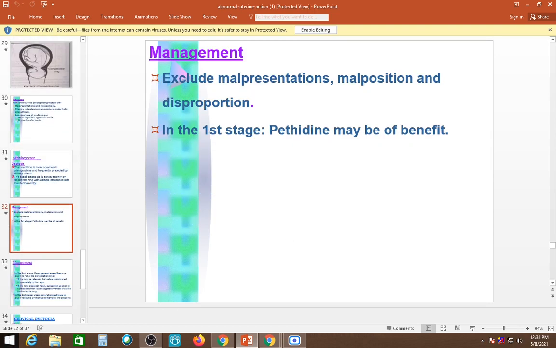Management. In management, we exclude malpresentations, malpositions, and disproportions. Otherwise we will send for LSCS. In the first stage, pethidine may be beneficial to reduce the colicky, unbearable pain. But remember, when we give it there may be respiratory distress to the baby. That's why continuous monitoring of the baby, the fetal heart rate, should be done.